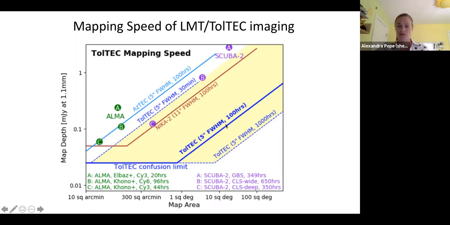So what does that mean compared to previous observations? Well, we have some ALMA surveys down here, different ALMA observations. We have a few Scuba 2 surveys shown up here as these data points. And so you can see how much we're improving both in area and depth from these previous surveys. And that's just because this camera is so powerful and it's on a single dish, a large single dish telescope.